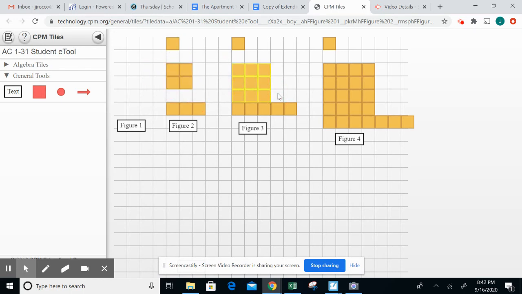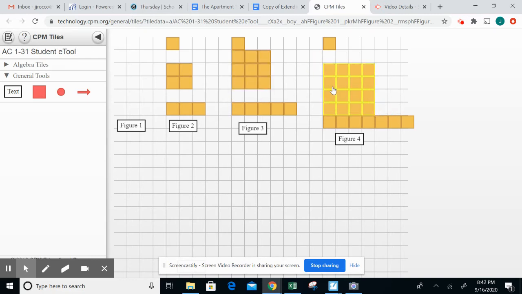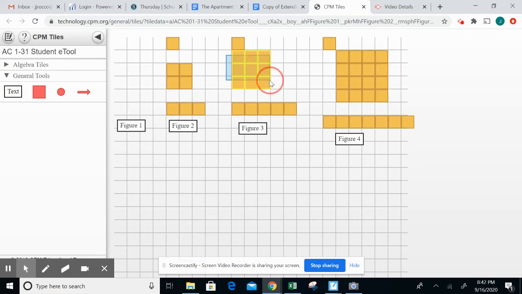Same thing here, another square on top of the bottom row, another square on top of the bottom row. You could think about it like that. And then just look at what's happening on the bottom. 7, 5, 3. As you go down, it goes down by 2. Go up, it goes up by 2.